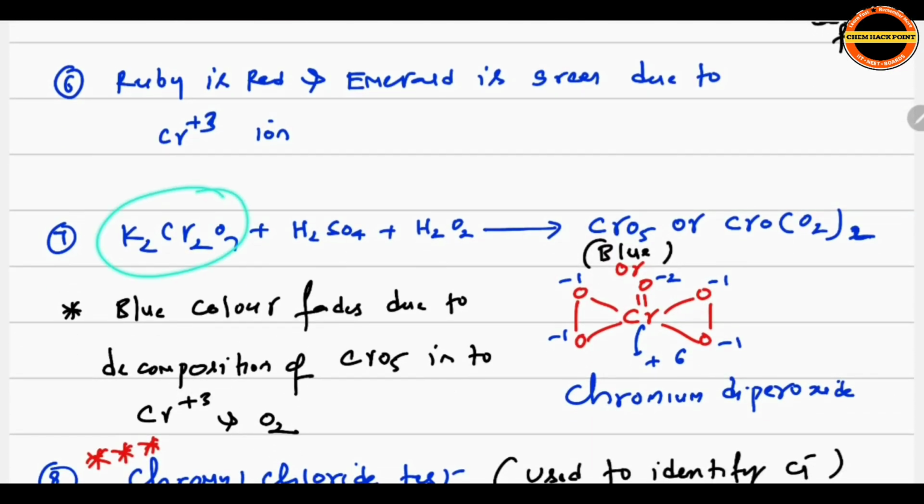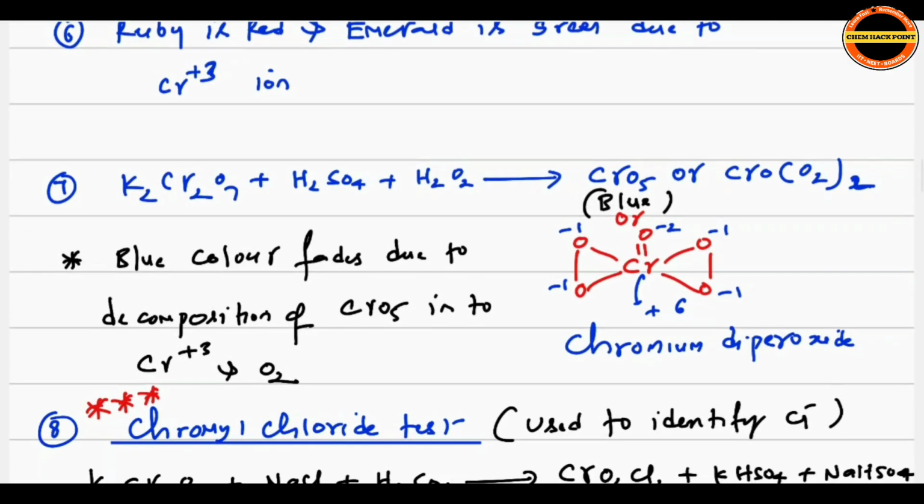Next, potassium dichromate reacts with H₂SO₄ and H₂O₂, hydrogen peroxide, forming one blue colored compound which is CrO₅, which is also represented like this, having butterfly structure. CrO₅ has 2 peroxide linkages available here. So each peroxide oxygen is -1 here, so we can call it chromium diperoxide. Blue color fades due to decomposition of CrO₅ into Cr³⁺ and O₂.